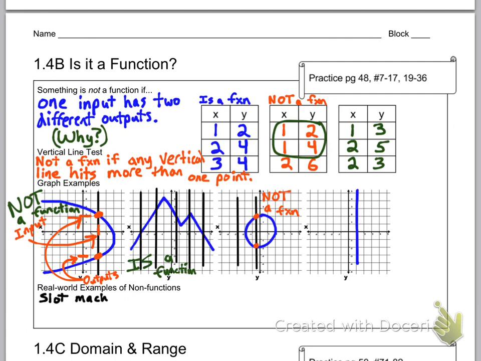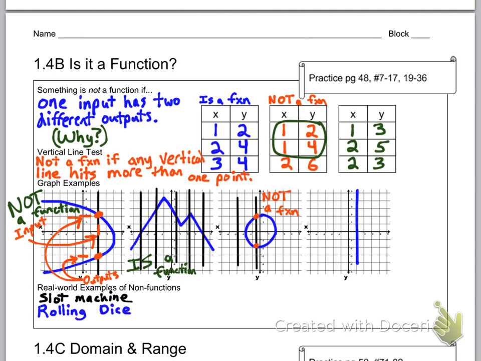All right, so some real world examples of non-functions. One example is a slot machine, because I've never been to a casino, but apparently when you put in money and you pull the lever, it gives you a different set of numbers. Sometimes people win lots of money, sometimes people win no money. So even though your input is the same every time, the amount of money you put in is the same, the output, the amount of money you win or you get out of the machine, is different. So slot machines are not functions.